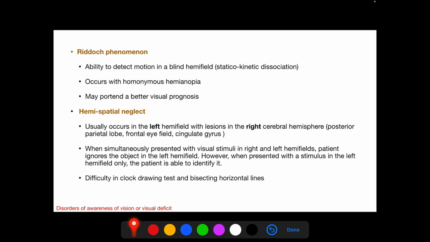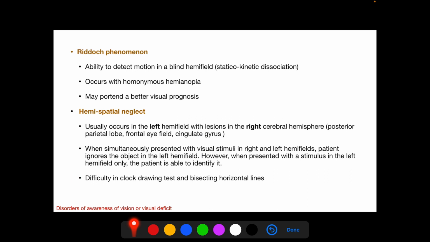Hemispatial neglect occurs with lesions in the right cerebral hemisphere, so the neglect usually occurs in the left hemifield. And in these patients, when simultaneously presented with similar visual stimuli in the right and left hemifields, they ignore the object in the left hemifield. However, when presented with the stimulus in the left hemifield only, the patient is able to detect it. These patients also have difficulty in the clock drawing test and in bisecting horizontal lines.